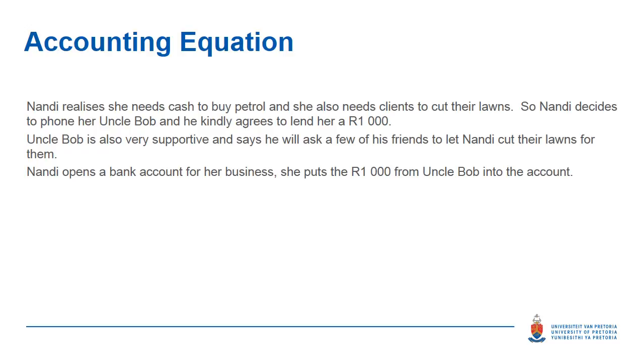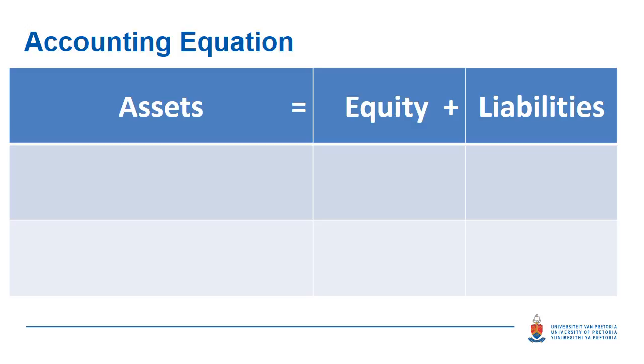She puts 1,000 Rand from Uncle Bob into the account. She now has an asset of 1,000 Rand. We call that asset bank. Nandi got the money from Uncle Bob, who said she can pay him back in 2 years' time. So the 1,000 Rand is a liability, and we call the liability loan from Uncle Bob.